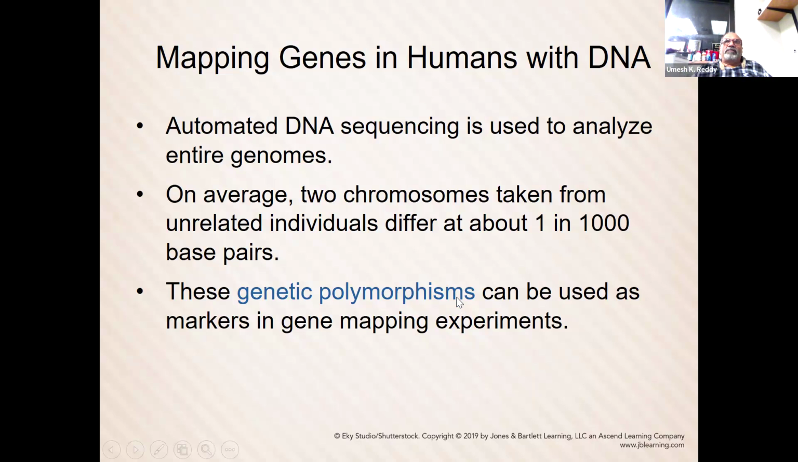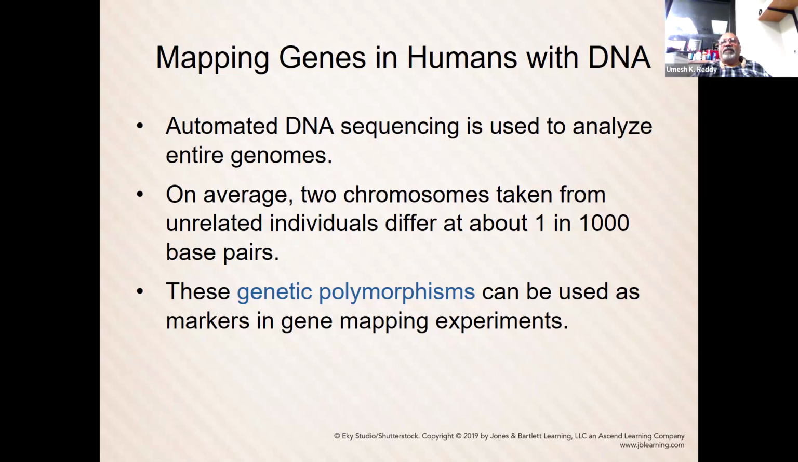Like what X has as a nucleotide at a given position and how Y differs at that position. So these are called polymorphisms. These polymorphisms are quite prevalent. On average, if you take two chromosomes of unrelated individuals, you can see at least one difference in 1,000 base pairs. That is quite a bit.